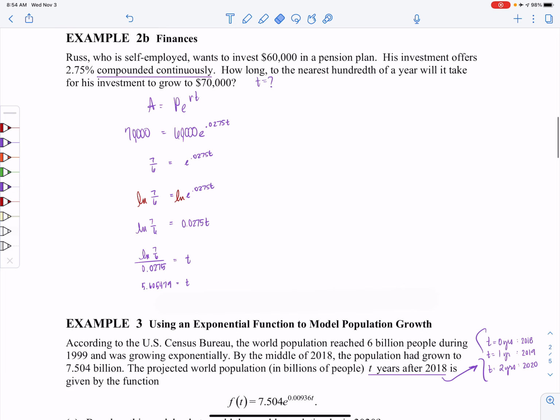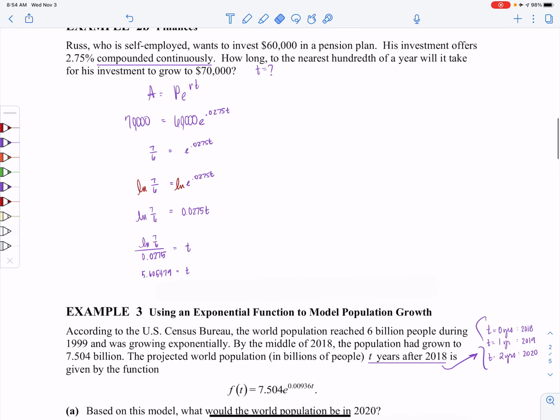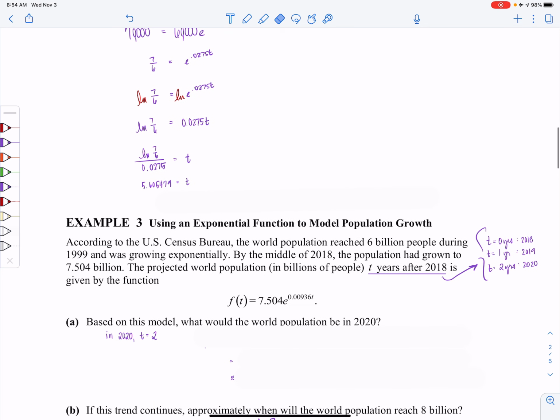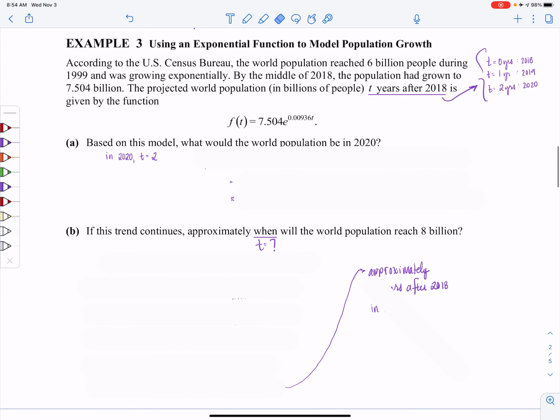My directions say that I should estimate to the nearest hundredth of a year. So this is going to be approximately 5.61 years. All right, example number 3, we are using exponentials to model population growth.